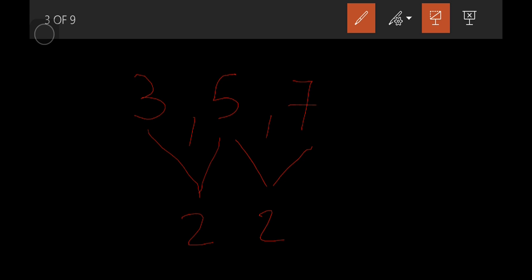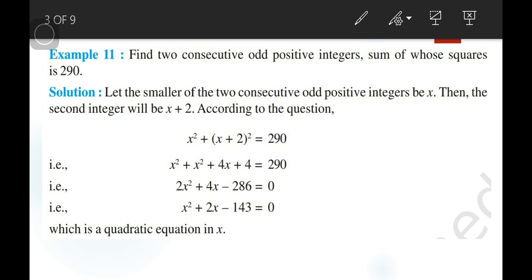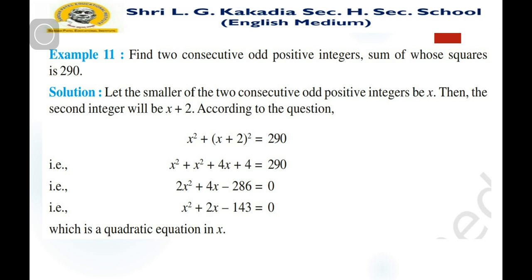So if we assume an odd number x, as we don't know the odd number so we have to assume it, then the next odd number will be x plus 2. By adding 2 we can find the next odd number. In that way we can find the solution of it. Solution: let the smaller of the two consecutive odd positive integers be x.